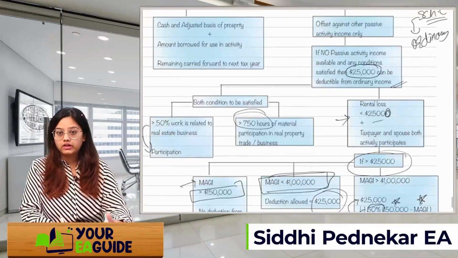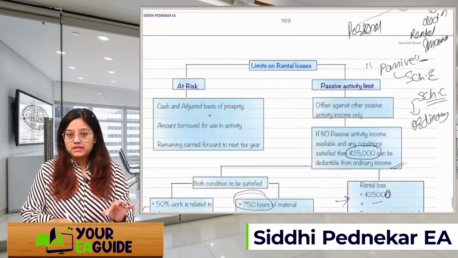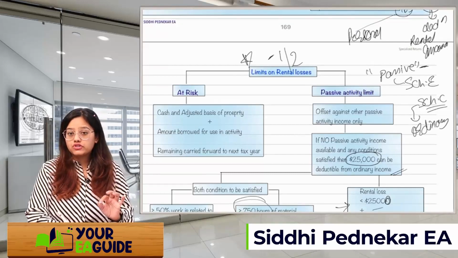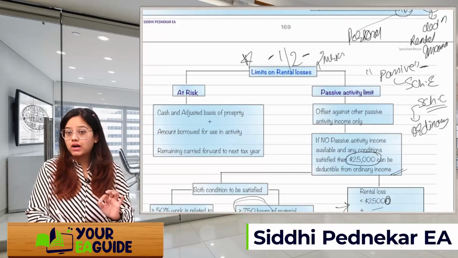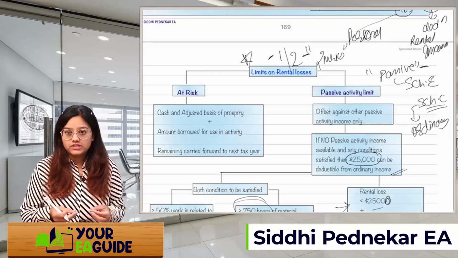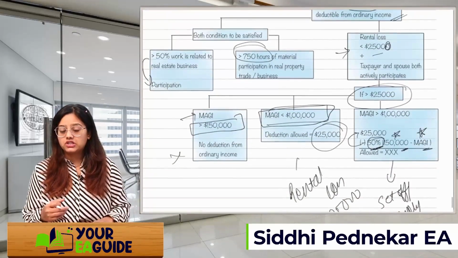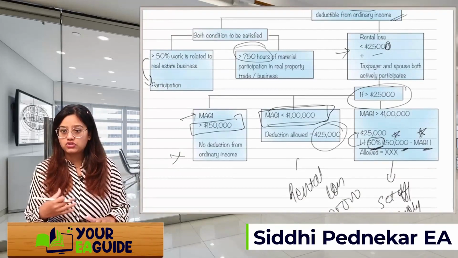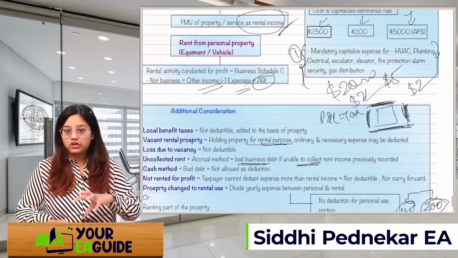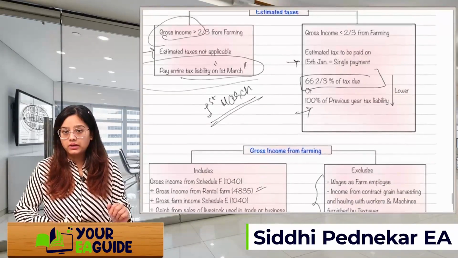Got it, guys? So this was all about your rental income and expense, and this topic is important. Just remember, there will be one or maybe two questions from this topic, and they will be straight away of 2 marks. Just remember the limits, remember the calculations, solve the MCQs, and you'll be able to easily clear the questions based on that topic. Okay, so we have done the rental and the property.